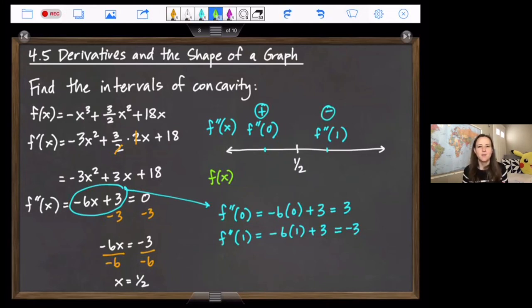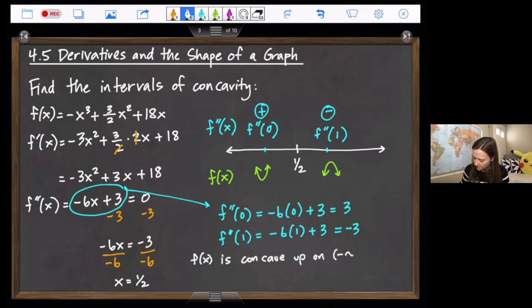All right, so let's make our statements about the original function f of x. We know when the second derivative is positive, our original function is going to be concave up like a cup. So in this region, we're going to be concave up. In the second region, we're going to say that the function is concave down, like a frown. All right, so let's make our statement. We're going to say that f of x is concave up on negative infinity to 1/2, and f of x is concave down on 1/2 to infinity.